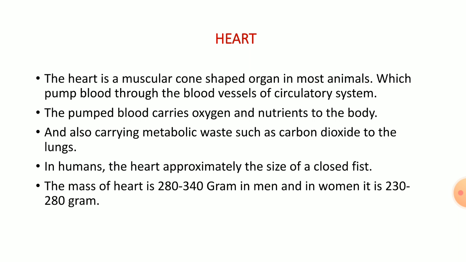The heart is a muscular cone-shaped organ in most animals, which pumps blood through the blood vessels of the circulatory system. We know that the heart is the important organ in blood circulation. The pumped blood carries oxygen and nutrients to the body and also carries metabolic waste such as carbon dioxide to the lungs. The major function of the heart is to provide sufficient oxygen and nutrients to the body and also release the carbon dioxide, like metabolic waste, from the body.